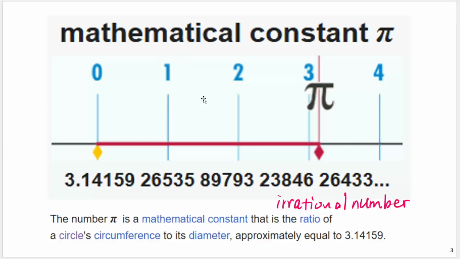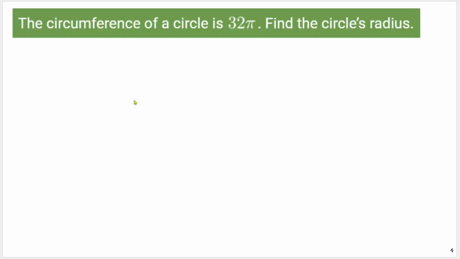Okay, so basically this tells us that if you know the diameter, then you could find the circumference of a circle, right? And vice versa. And now let's take an example question here. If the circumference of a circle is 32 pi, can you find the circle's radius? So we know the ratio between the circumference to the diameter is pi, right?